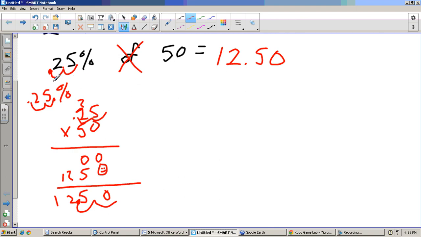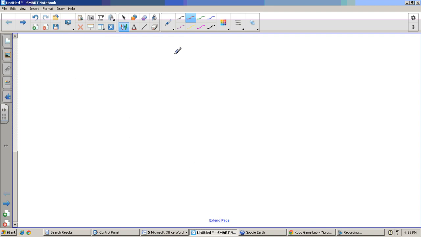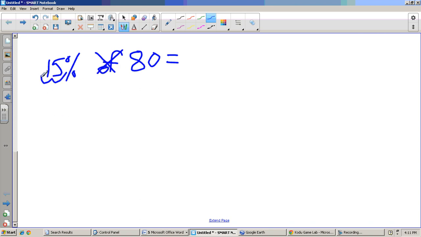Let's try another one. Let's say you want to find what 15% of 80 is. First step, cross out the of, make it a multiplication sign. Second step, move my decimal point over 2 spots. So my new sentence is 0.15 times 80 equals blank.